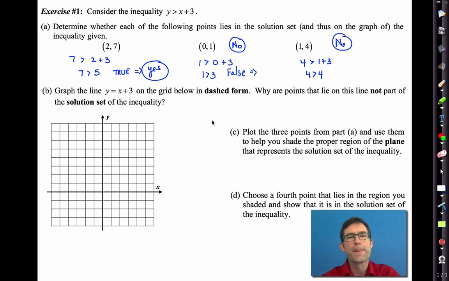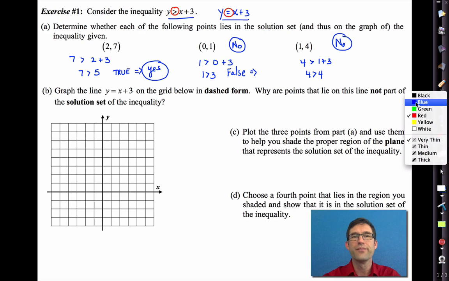All right. Letter B says, graph the line y equals x plus 3 on the grid below in dashed form. So let me just write this up here really quick. y equals x plus 3. What I want you to do is compare this and this. They're nearly the same, right? With one big difference. This is y is greater than, this is y is equal to.